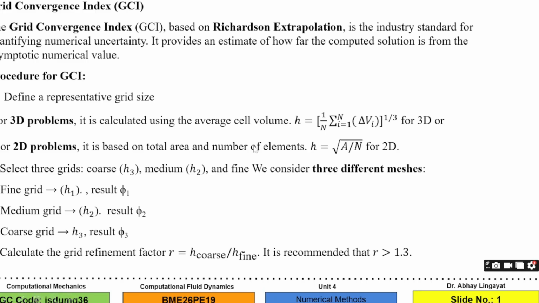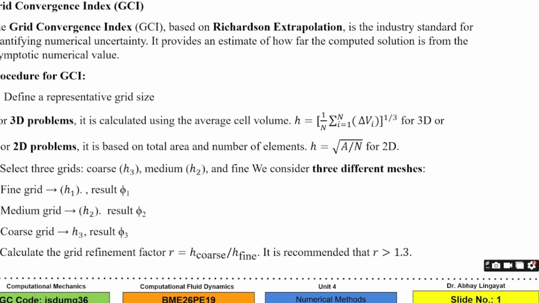I am repeating some of the terms which we used here. The first term is grid size, which represents the mesh resolution. A smaller h means a finer mesh and usually more accurate results. So this term helps us compare different meshes using a single parameter. The next terms which we used in our PPT are phi 1, phi 2, phi 3. These are the results obtained from the fine mesh, medium mesh and coarse mesh. They are important because GCI is based on how these values change with mesh refinement.